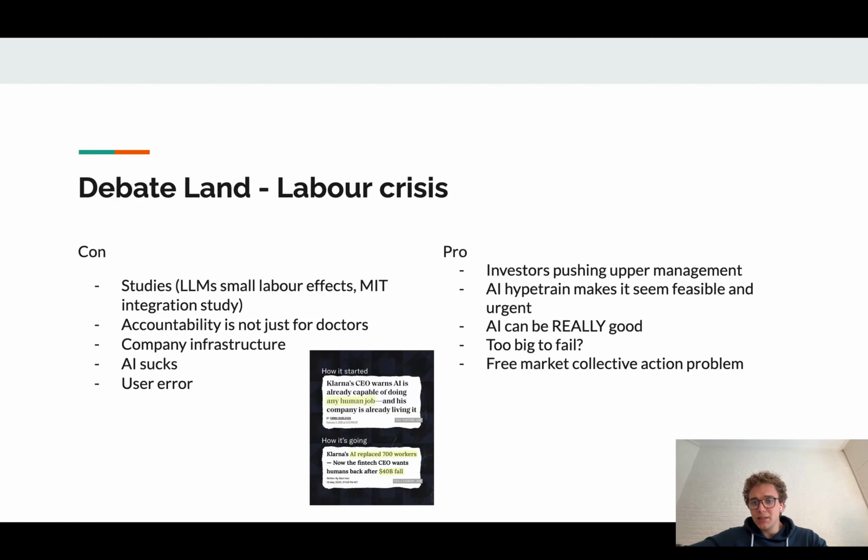Another reason is that AI sucks. Like sometimes its output is just bad. It's quite good at a bunch of things, especially if you know how to use it. But if you give it too much freedom, if you don't give it very clear instructions, it's not going to give you a very useful answer.